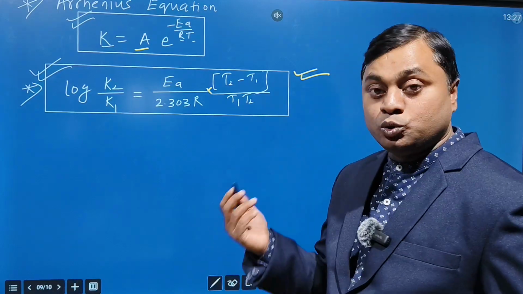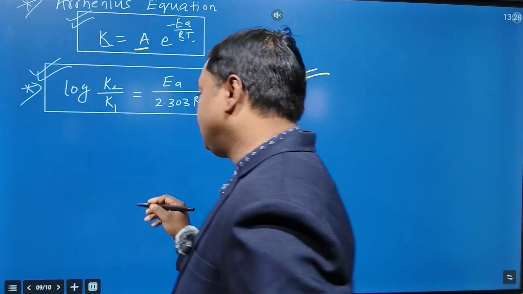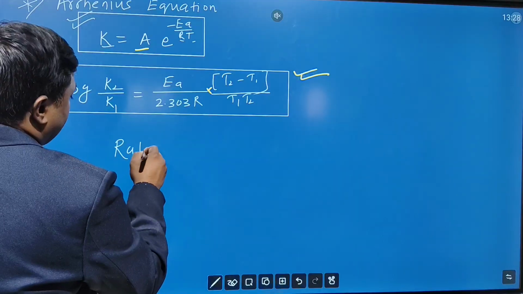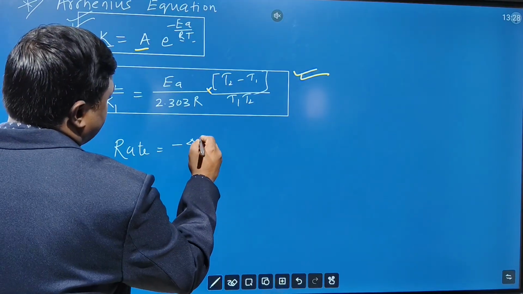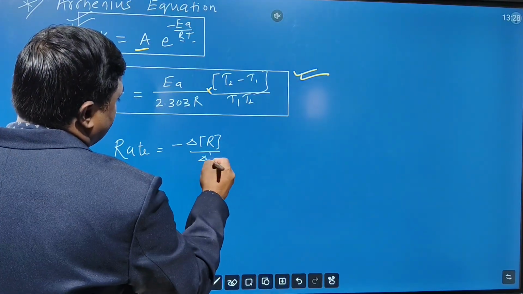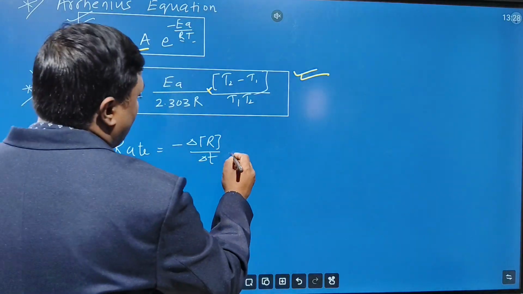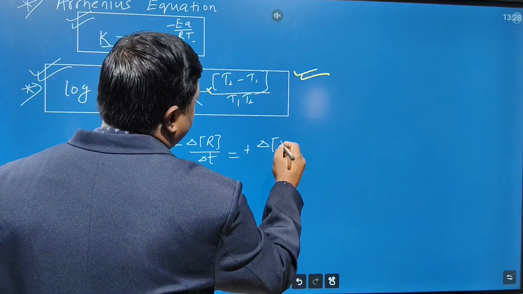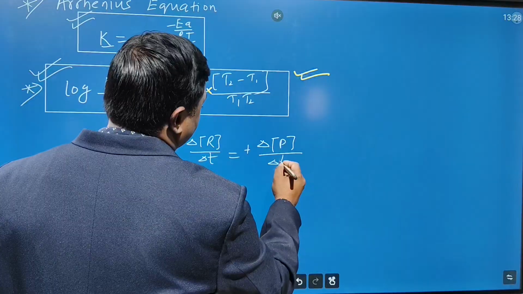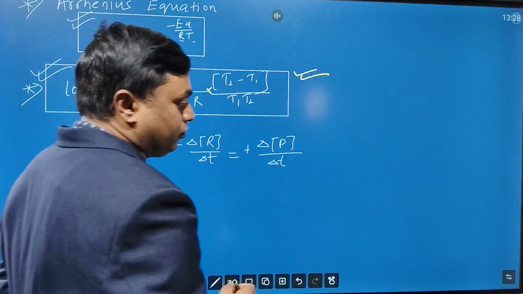I hope you understood all the formulas. One basic formula you should remember when we talk about the rate: rate is nothing but minus delta R by delta T, that is decrease in concentration of reactant, or plus delta P by delta T. Please practice all the formulas.